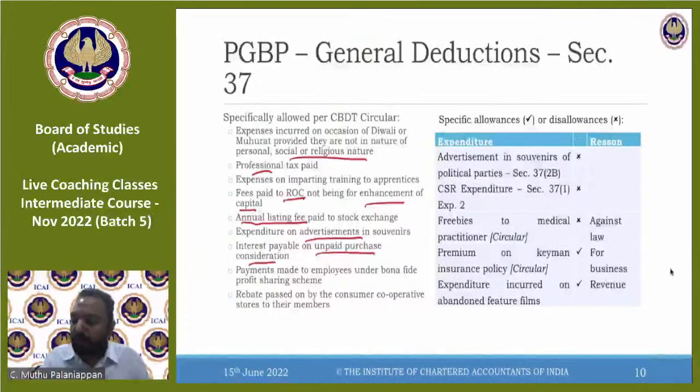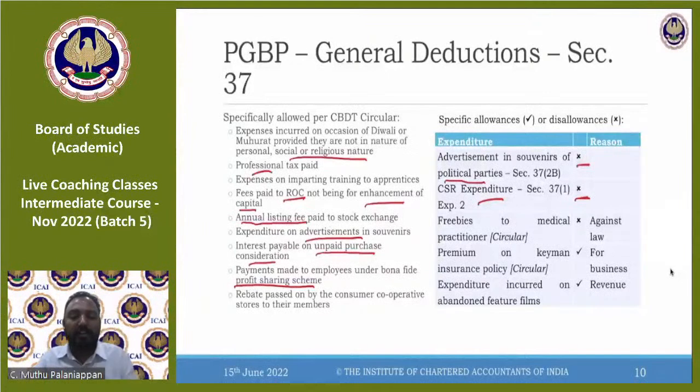Payments made to a bona fide profit sharing scheme, rebate on the consumer cooperative stores to their members. So these are all general expenditures which are categorized. Let's not go into each one of them in detail. We'll just stop there. Advertisement in souvenirs for political parties is not an eligible expenditure. CSR expenditure is not an eligible expenditure. So whatever you're incurring for CSR accounted in P&L is not eligible. And freebies to medical practitioners, so samples provided to medical practitioners, are against the law. It is not an allowed expenditure. So it is not eligible.